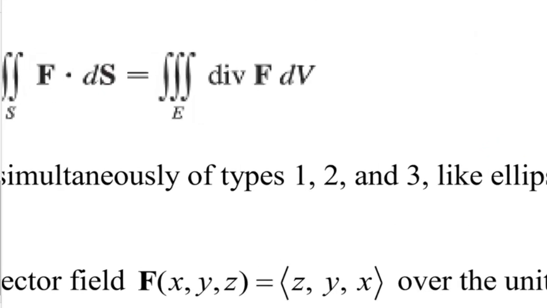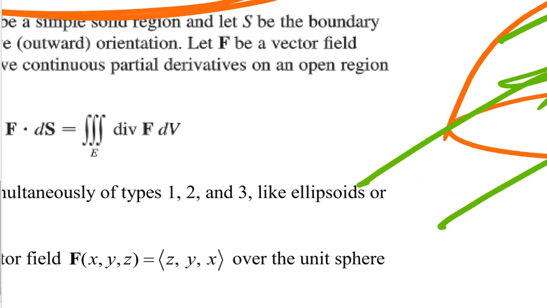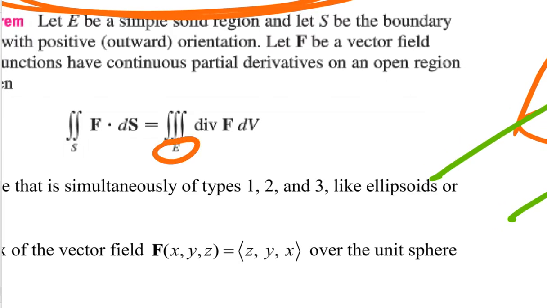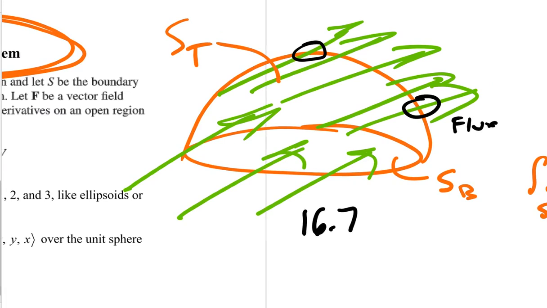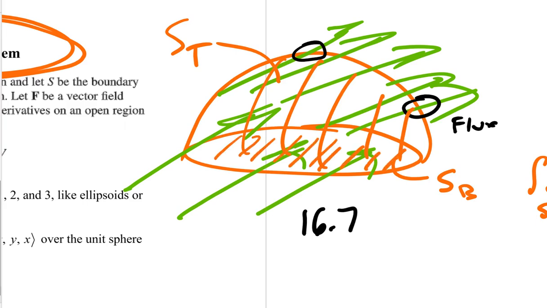There. So instead of working on the boundary of this, the boundary would be the hemisphere, well, the exterior, and then this bottom part here. Instead of working on that, we work on the interior instead. Just what's inside. Just what's inside.